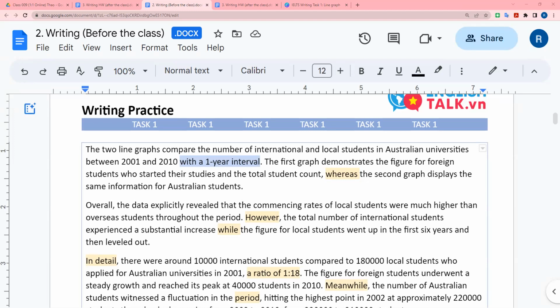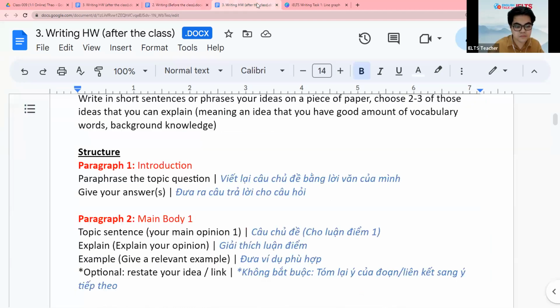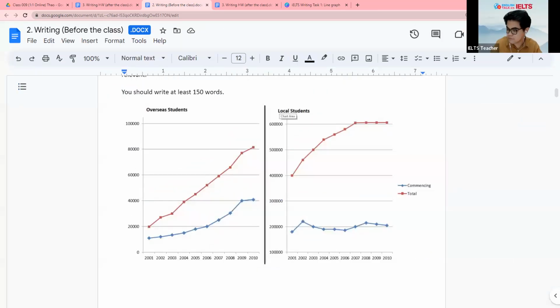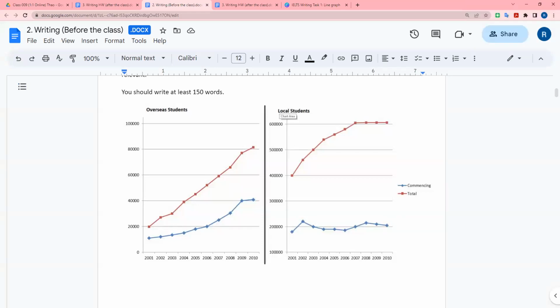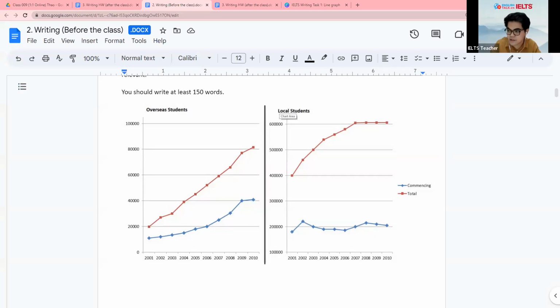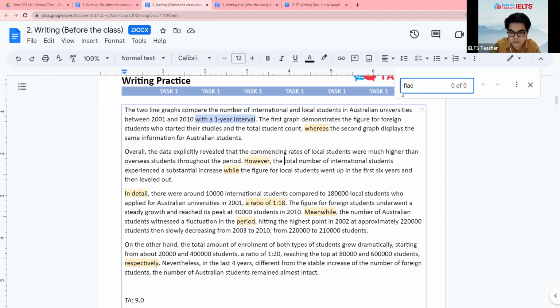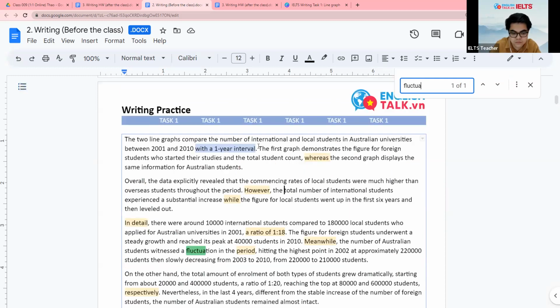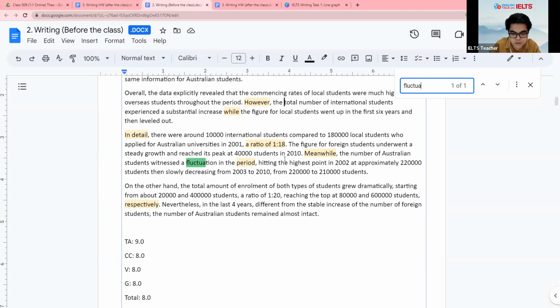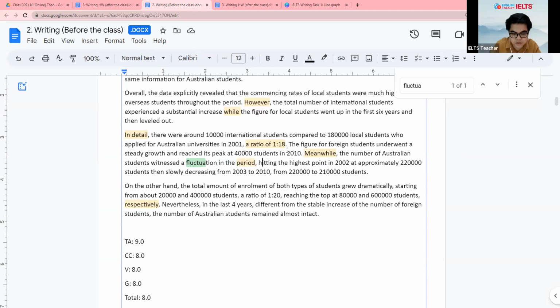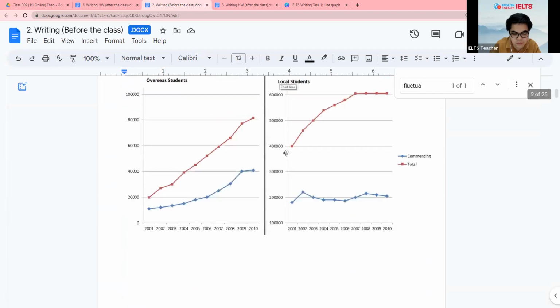Can you, I'm sorry, scroll up a bit? I want to see the line graph again. My computer cannot load. So I saw in my paragraph, I used the word fluctuation for the blue line in the local students. Fluctuation, is it correct? For the local students. Okay. I see it. Wait, so there's a period of time. I said that in the period. The number of Australian students witness a fluctuation in the period. Yeah, it should be over the period.